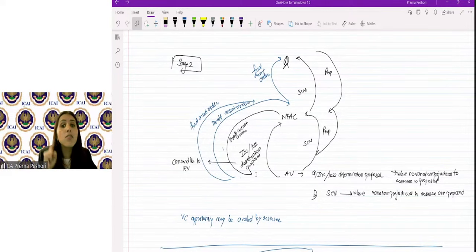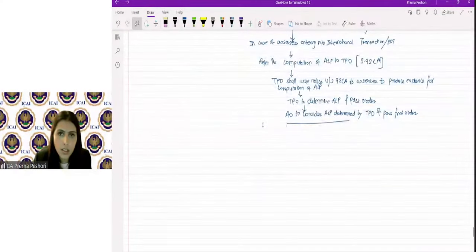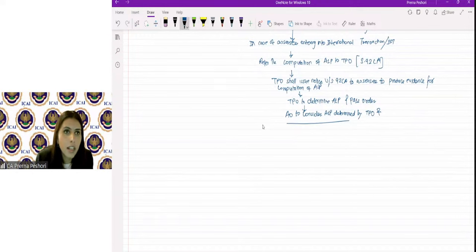Now, in case of the transfer pricing cases, the final assessment order is not passed. Only the assessment will stop at the draft assessment order. Are we clear? This draft order, you can just write down here, instead of final order, you can write: AO to consider the ALP determined by AO, TPO and pass.